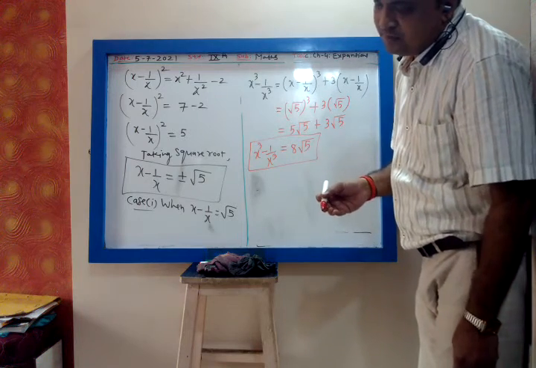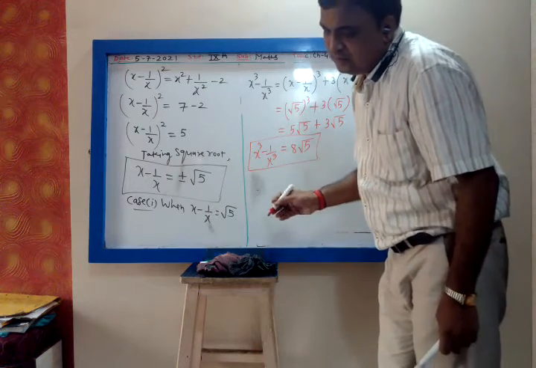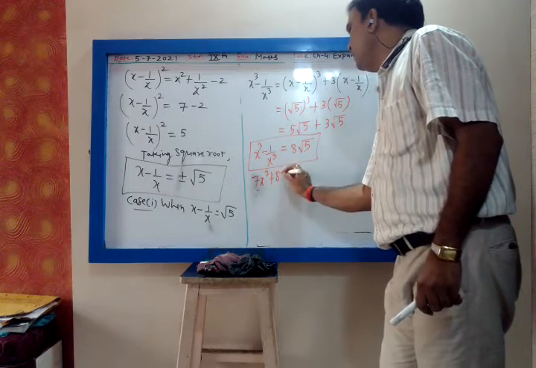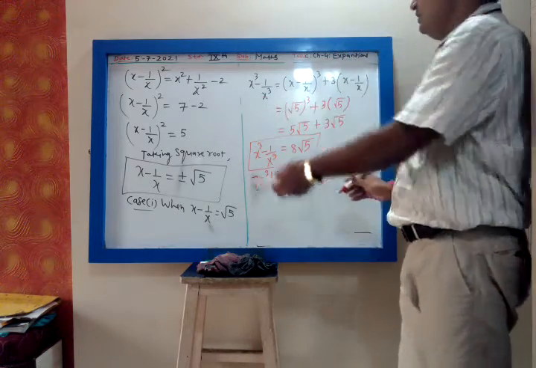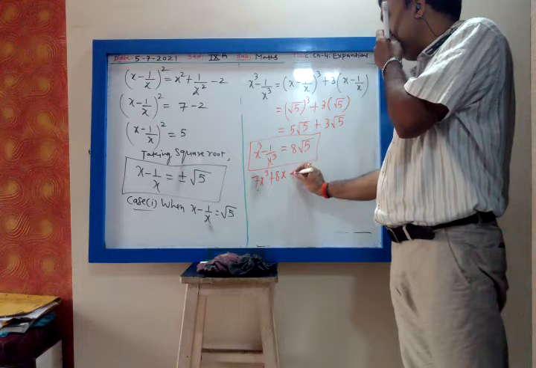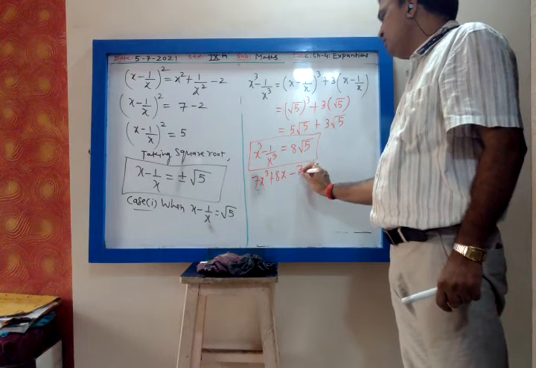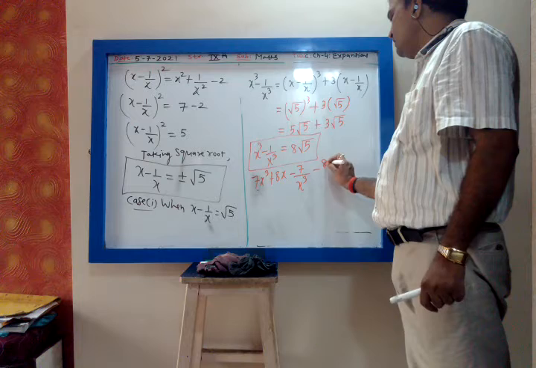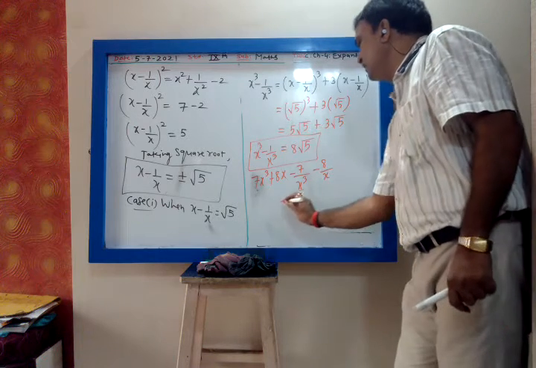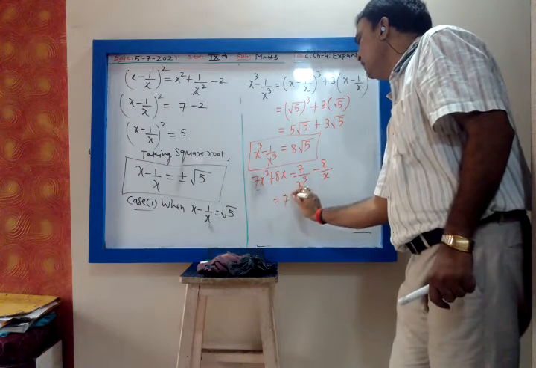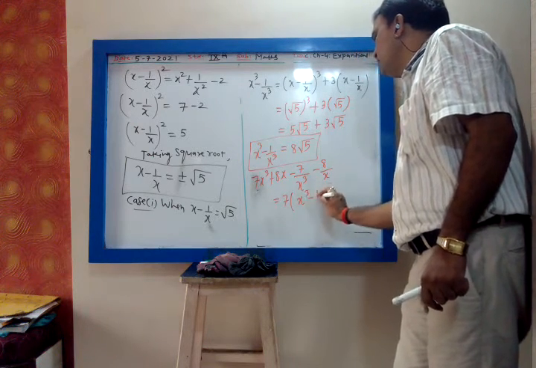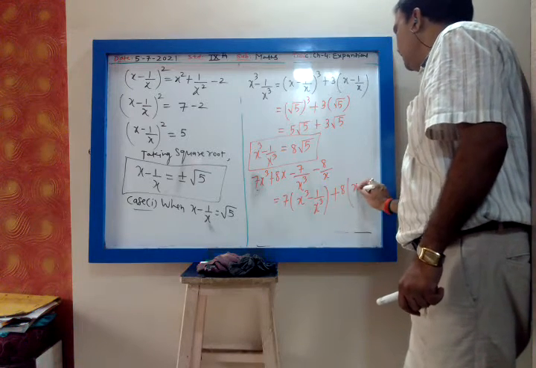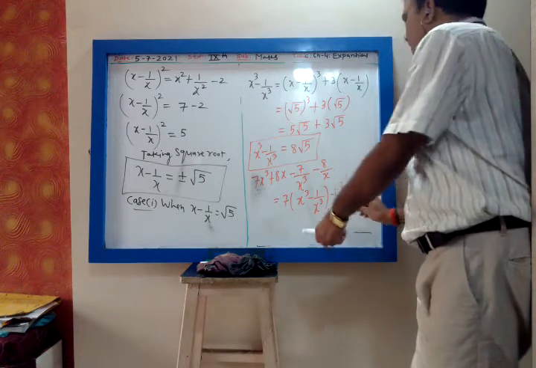What is that? 7x cube plus 8x. No, case 2 I will do afterwards. 7x cube plus 8x minus 7 upon x cube minus 8 upon x. This value we have to find. No, my dear. This was 7 into x cube minus 1 upon x cube plus 8 into x minus 1 upon x. Now in this I will substitute both the values.